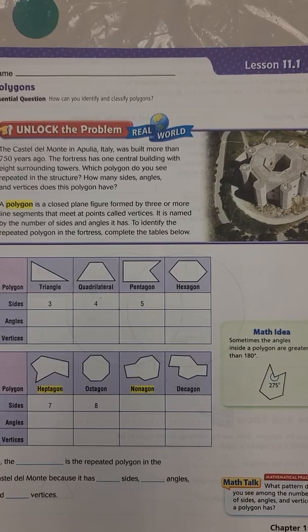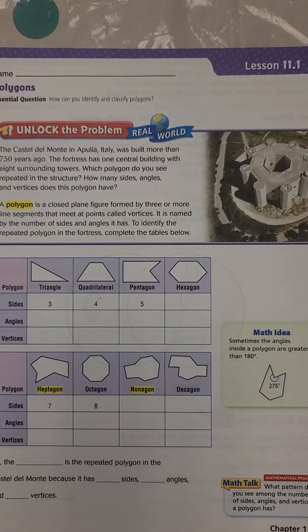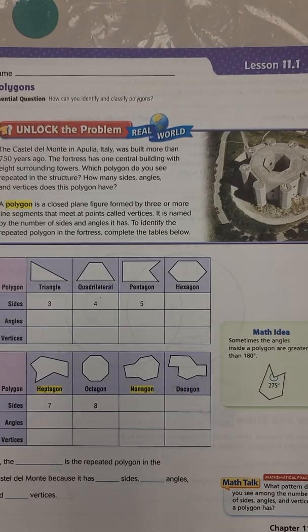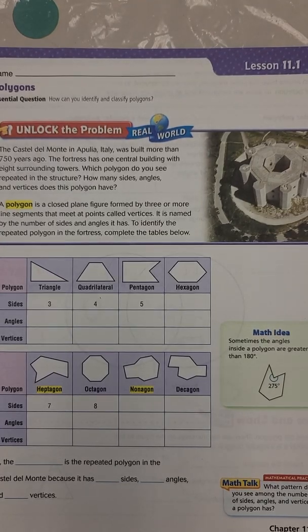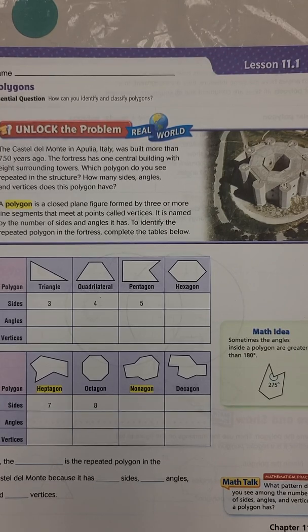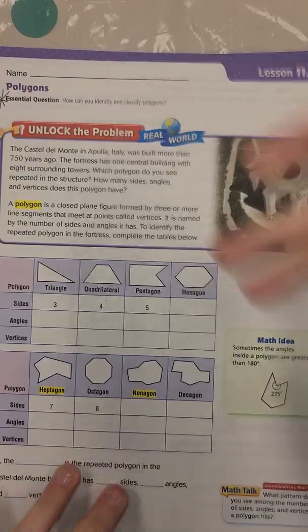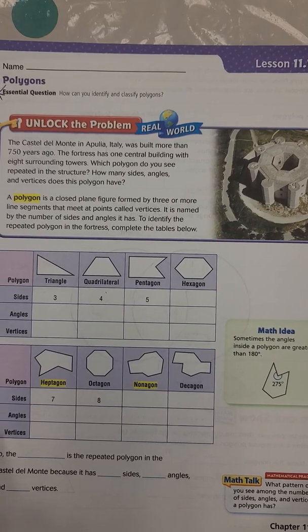Hey guys, here is lesson 11.1. We are looking at polygons. So we're going to be looking at a lot of shapes this time. So let's go ahead and dig right in. Our essential question for today is how can you identify and classify polygons? So we're going to look at different kinds of polygons and see how we would classify them.